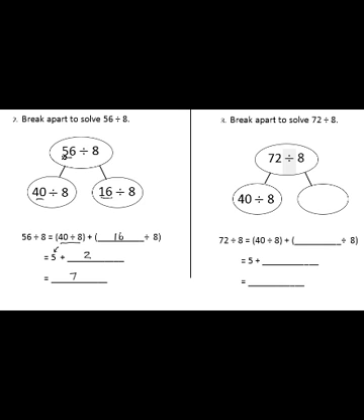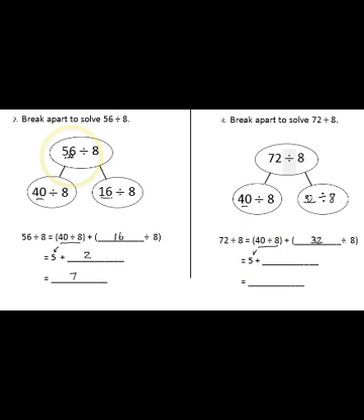The last example over here is 72 divided by 8. We broke it into 40 divided by 8 and then something else divided by 8. Well, I know that my two numbers have to add up to 72. So 72 minus 40 leaves 32. So I can divide 32 by 8, combine my answers, and I get the answer to 72 divided by 8.